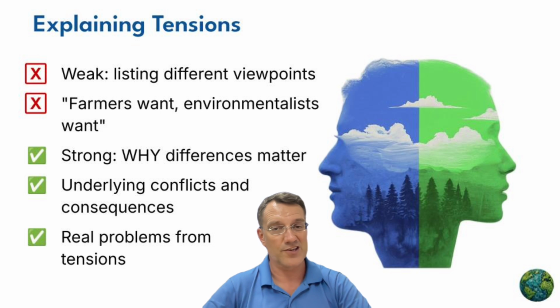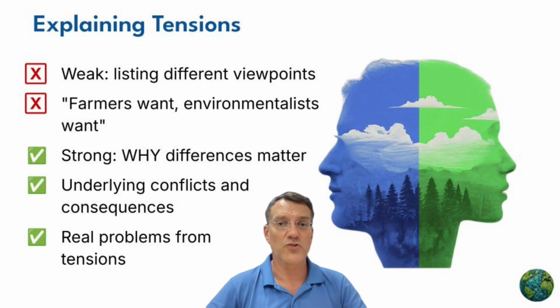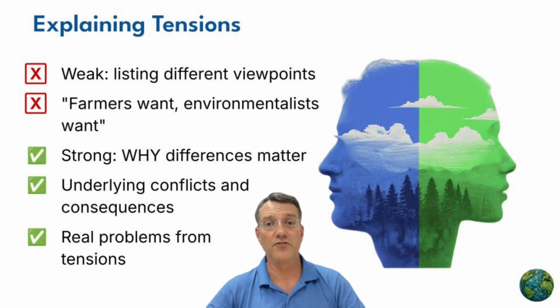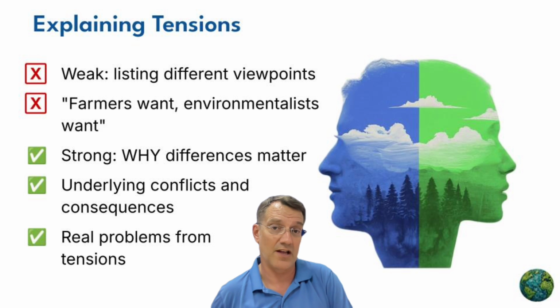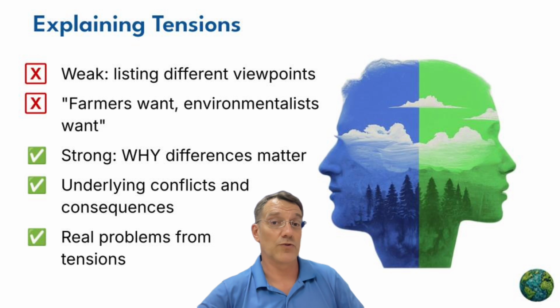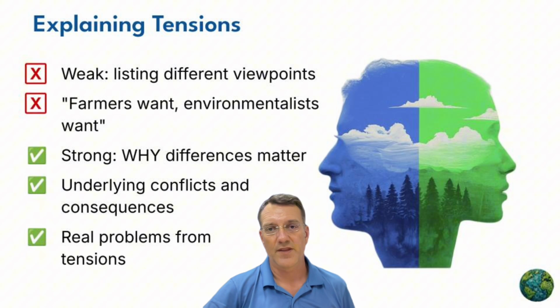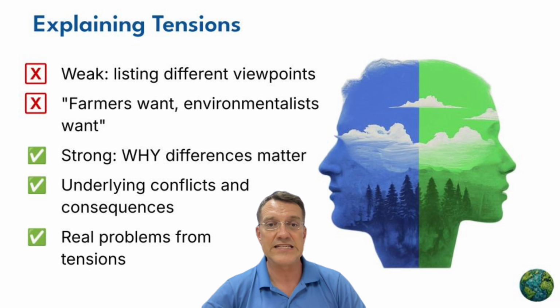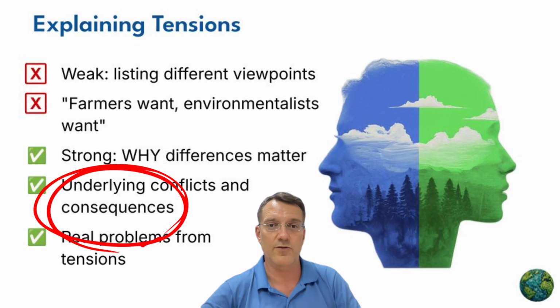A weak approach just lists the perspectives. Farmers want to use pesticides for higher crop yields, but environmentalists want to ban pesticides to protect wildlife. That's a description, but it's not an explanation. A stronger approach explains the underlying conflict and its consequences.